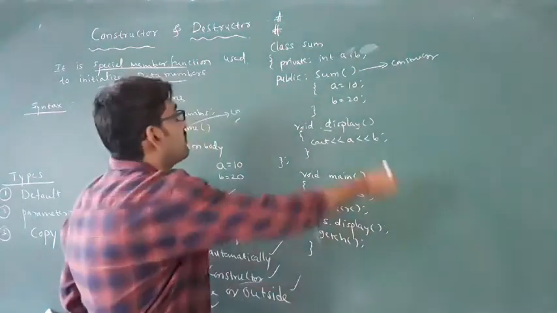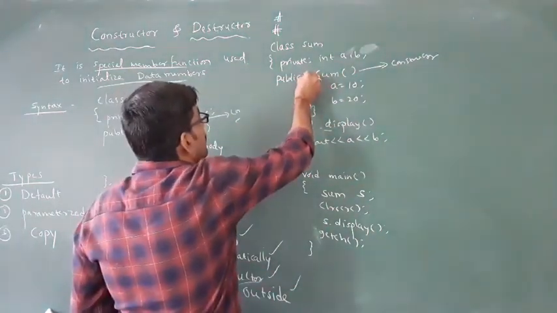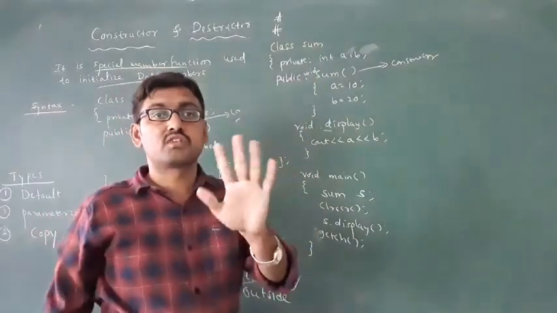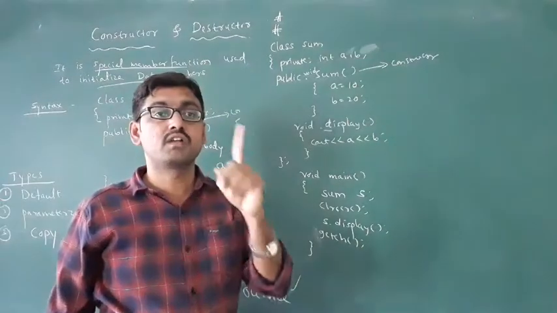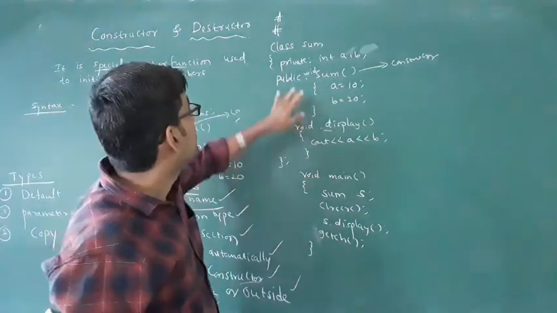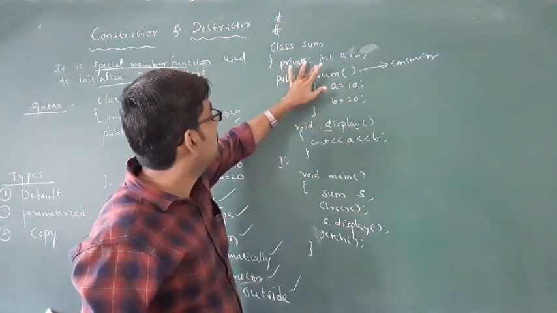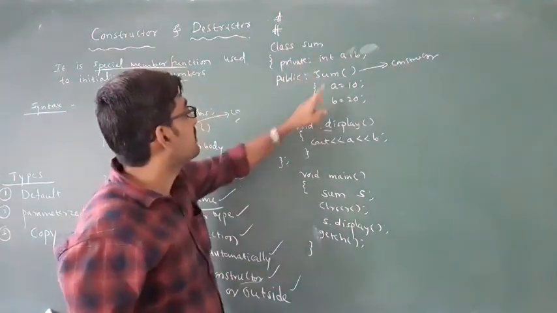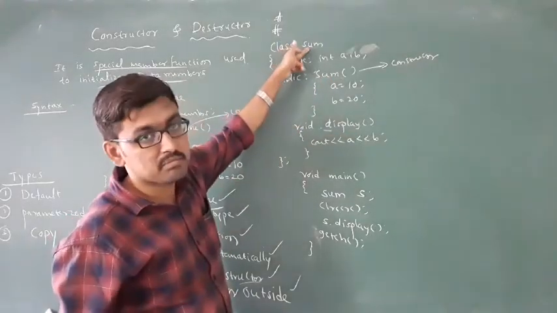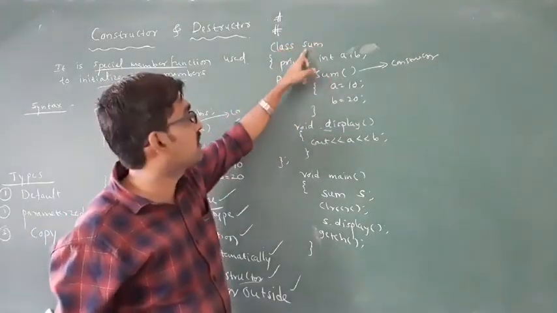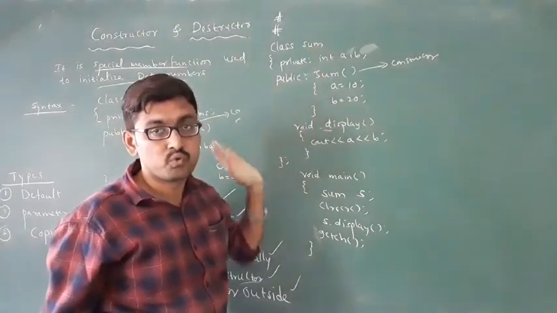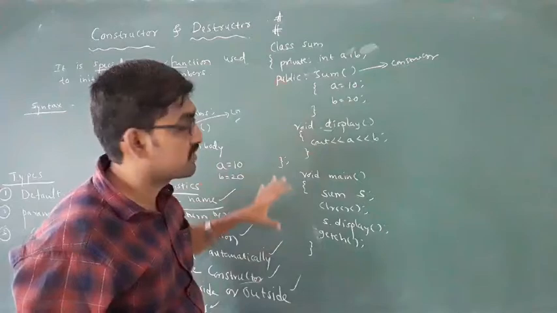For example, if you write void here, it is not a constructor. A constructor always does not have a return type. If you write capital Sum, it is not a constructor, because here it is small sum. Whatever class name you write, the constructor name must be exactly the same. Okay, this is about a constructor.